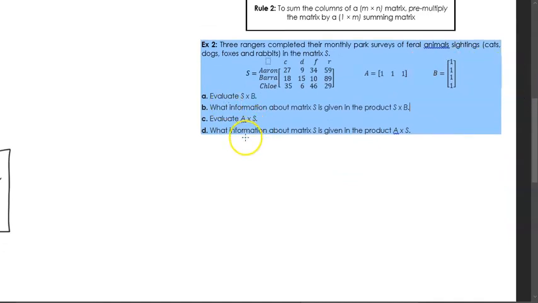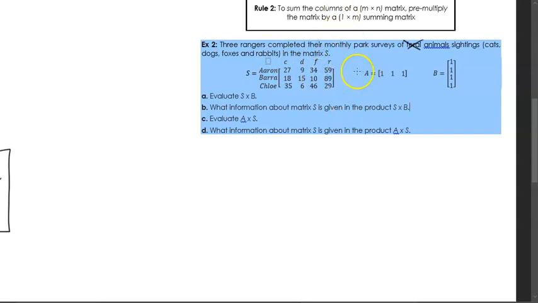Let's take this example here where there are 3 rangers and they've completed their monthly park surveys of feral animals. I don't like the word feral, it just seems like nobody loves the animals. So I'll just cross that word out, they're just lovable animals. They've been sighted, and the 4 of them are cats, dogs, foxes, and rabbits. And they've been put into this matrix, capital S. So there are 3 people, Aaron, Barra, and Chloe, and cats, dogs, foxes, and rabbits are represented by the C, D, F, and R up the top.